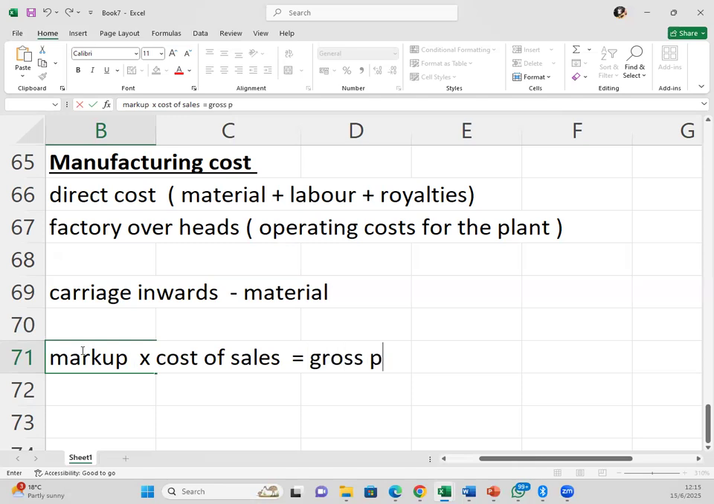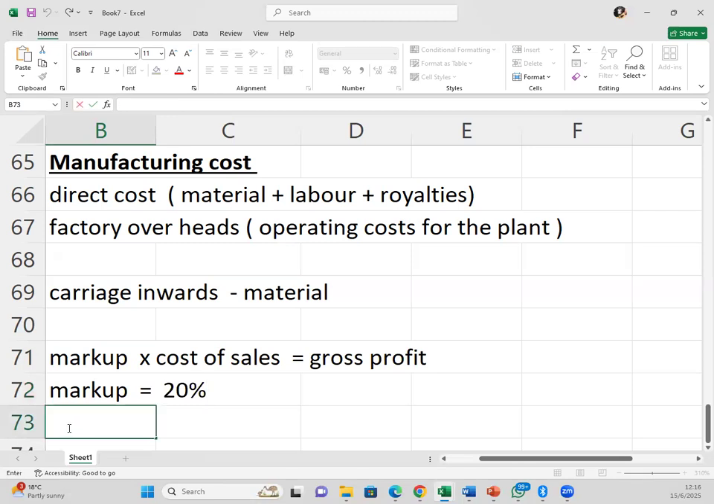So without saying sales minus cost of sales, if you are given markup and cost of sales, you can work out the gross profit. The markup is given as 20%. So having the markup as 20%, what is the next thing that we need? We need now to work out the cost of sales. So we have the markup, what's left is determining the cost of sales.